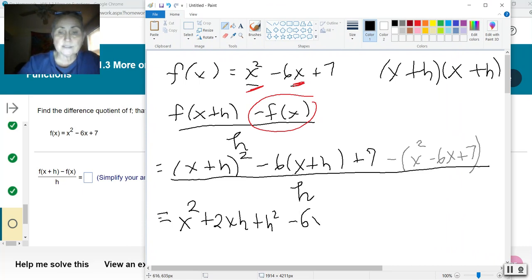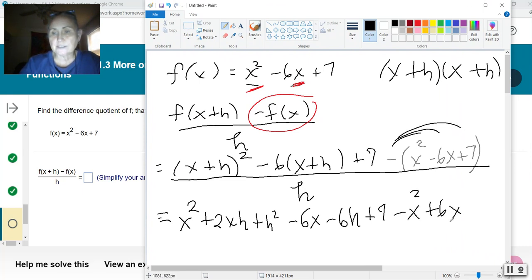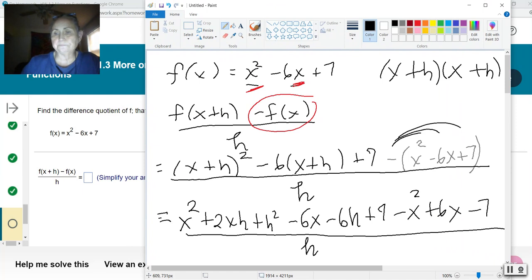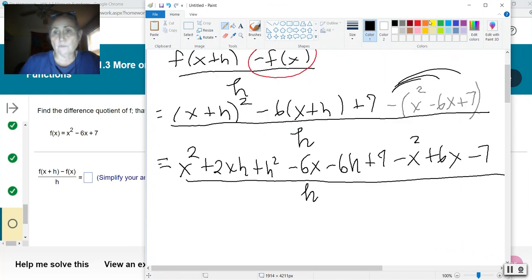Minus 6x minus 6h plus 7. Now I've got to minus all of these. Minus x squared plus 6x minus 7. And all of that is over h. Now, the formal way, we're going to get rid of things that are opposites. x squared minus x squared, minus 6x plus 6x, plus 7 minus 7.